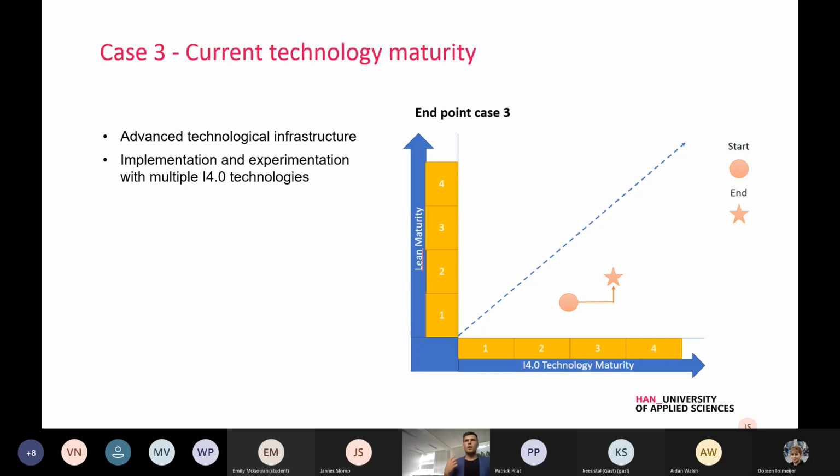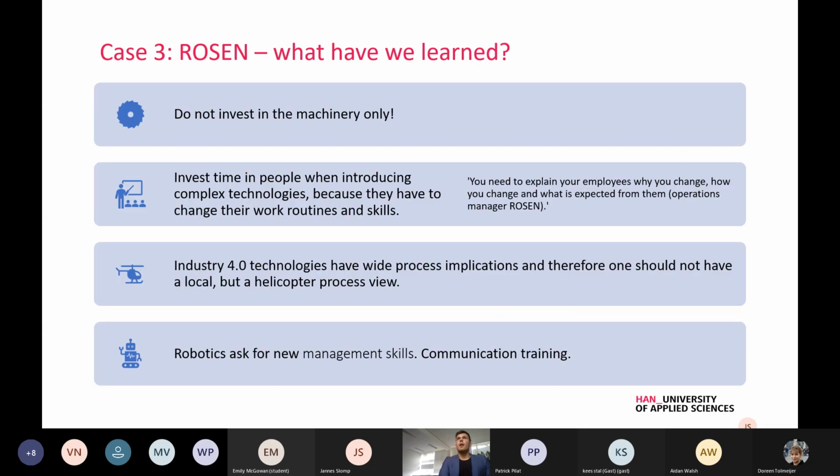is difficult, and in order to continuously improve the robotic solutions, it took other skills and competencies of employees to adopt these new improvement routines, which is time costly. So they actually came to the conclusion that to a certain extent, when you invest in technology, a certain level of lean is necessary to make the next step. As you might remember, in the first case, it was the other way around.